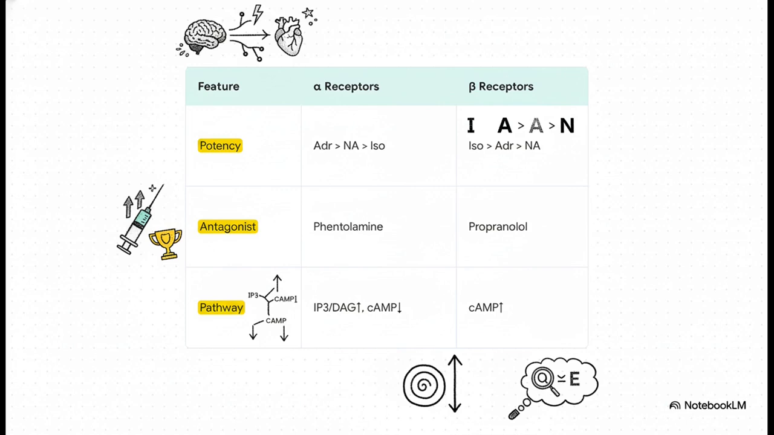But for beta receptors, the order is completely flipped. Isoprenaline is the most potent, followed by adrenaline and then noradrenaline. This rank order is the definition of alpha versus beta receptors. Don't you forget it.